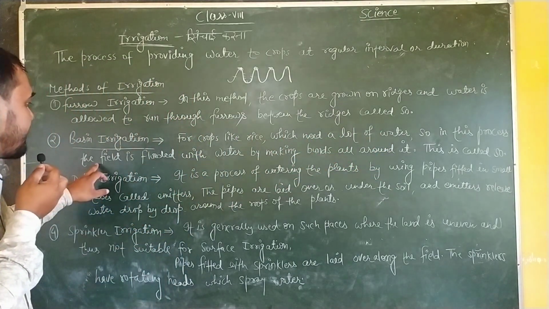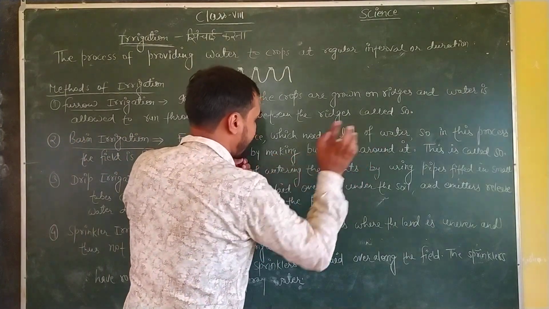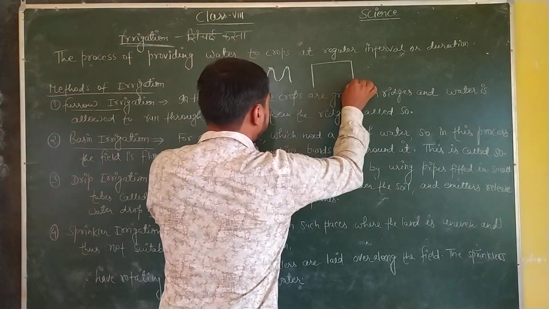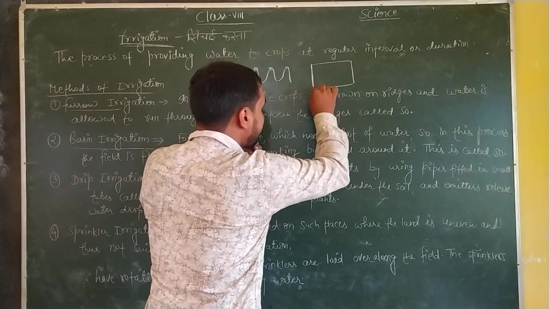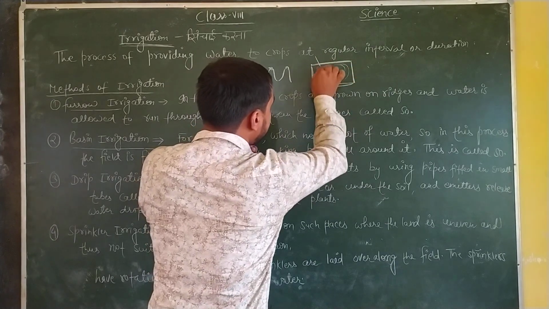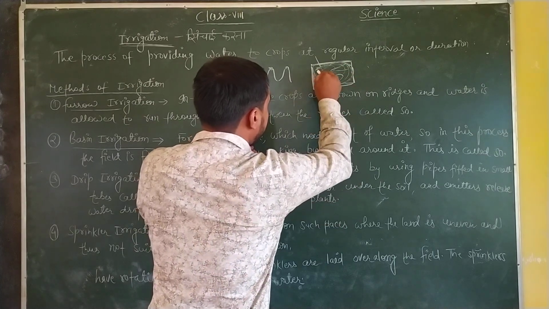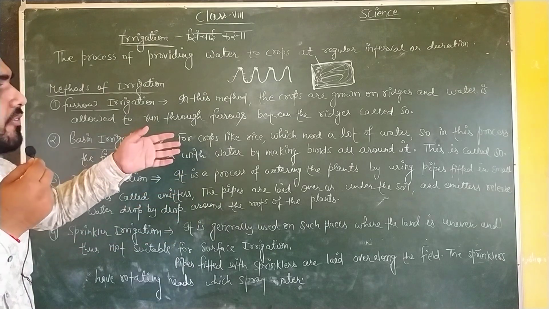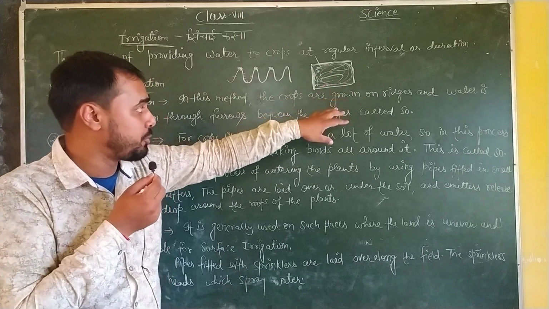So in this process, the field is flooded with water by making bunds all around it. Bunds means embankments, we can say like this. An area that encloses the whole field, that is bunds. When the area encloses the total field and water is supplied, the whole field gets filled completely with water, and the plant is grown inside the water. After 2 to 3 days or 5 days or 1 week, the water evaporates.